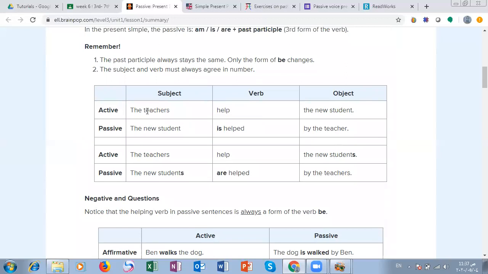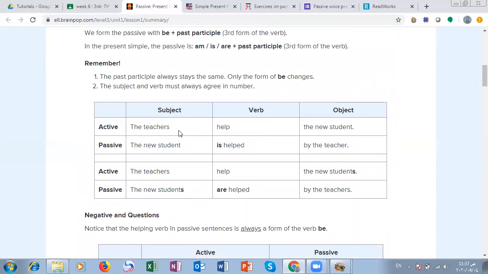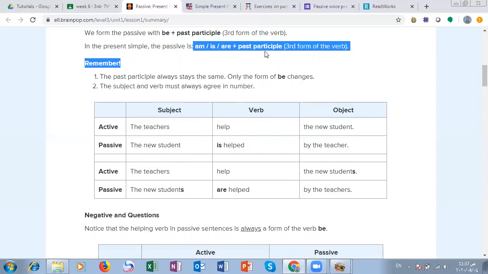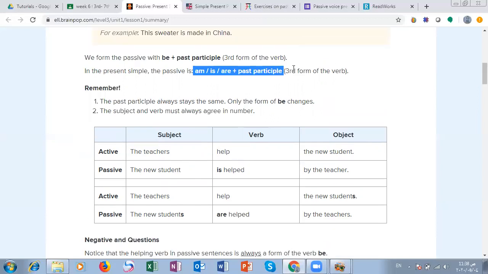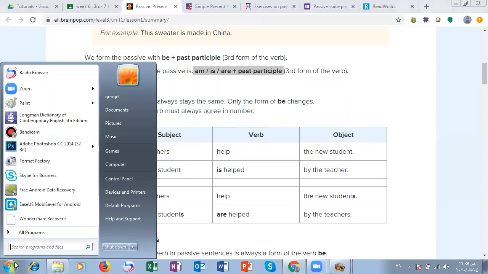Now we have this sentence: the teachers help the new student. The teachers are the subject of this sentence. Help is the verb of this sentence, and the new student is the object of this sentence. So the teachers help the new student. So we need to change this sentence into the passive. So we need to use this structure. Let's take it and make it bigger.